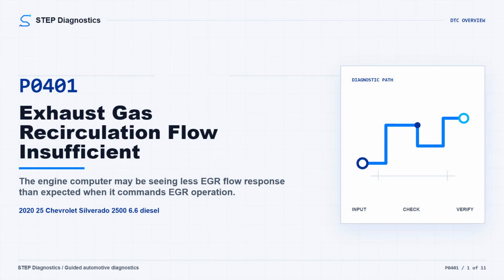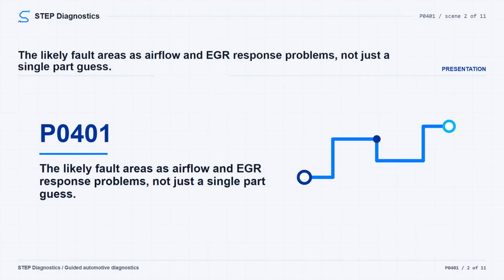On this 6.6 diesel Silverado, P0401 means the control module may be seeing exhaust gas recirculation flow that is lower than expected. In plain language, the engine is asking for EGR flow, then watching airflow feedback to decide whether the system actually responded. The truck may only have a check engine light, or it can have possible emissions or drivability complaints, depending on how far the airflow response is off.